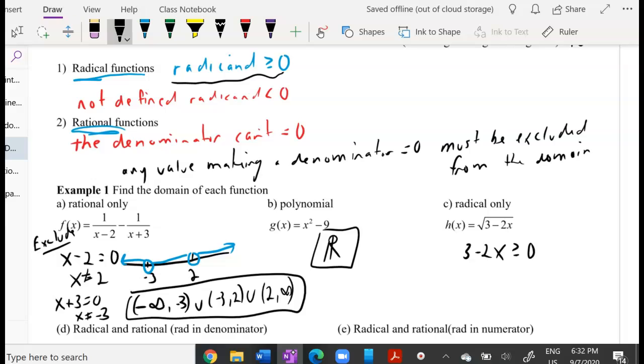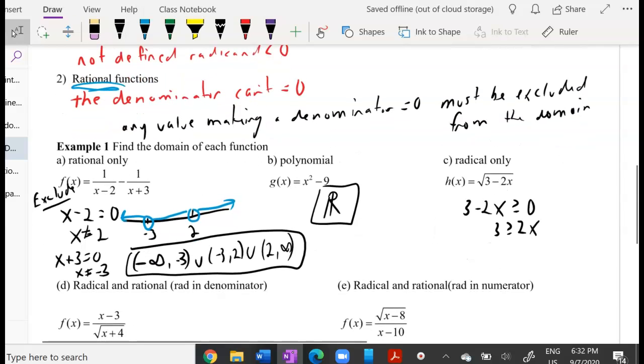Now we can solve this in a couple of ways. This is just solving an inequality. I choose to add 2x to both sides. 3 is greater than or equal to 2x. I don't like to have to remember to divide by a negative and switch the direction. Now I'm going to divide, so I have 3 over 2 is greater than or equal to x.